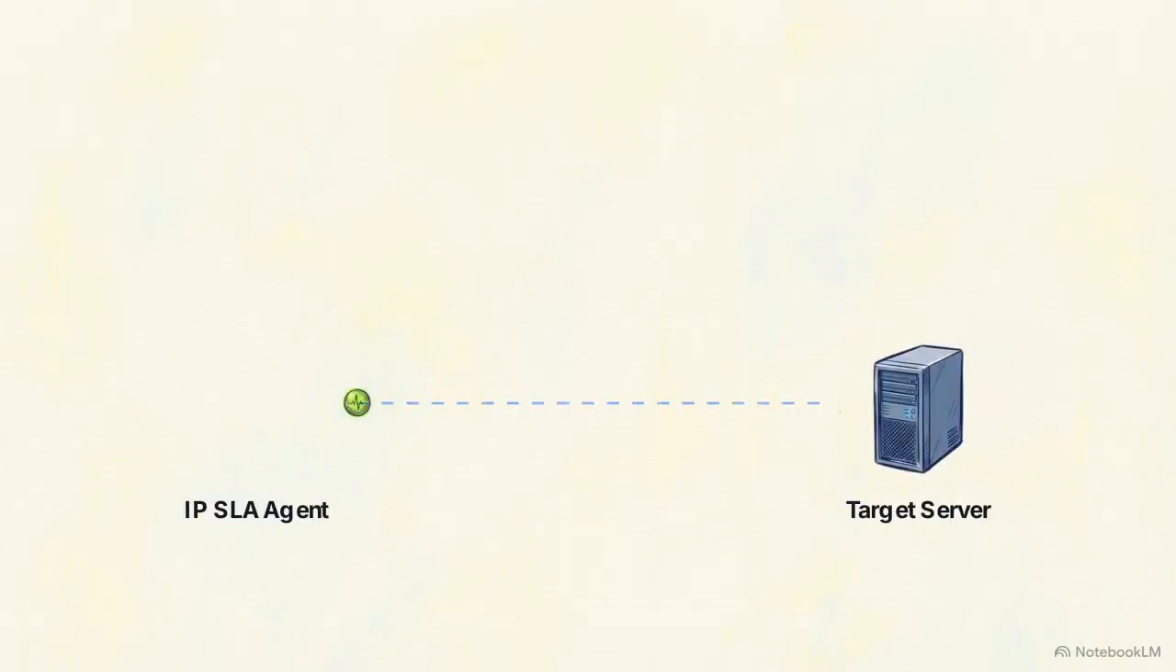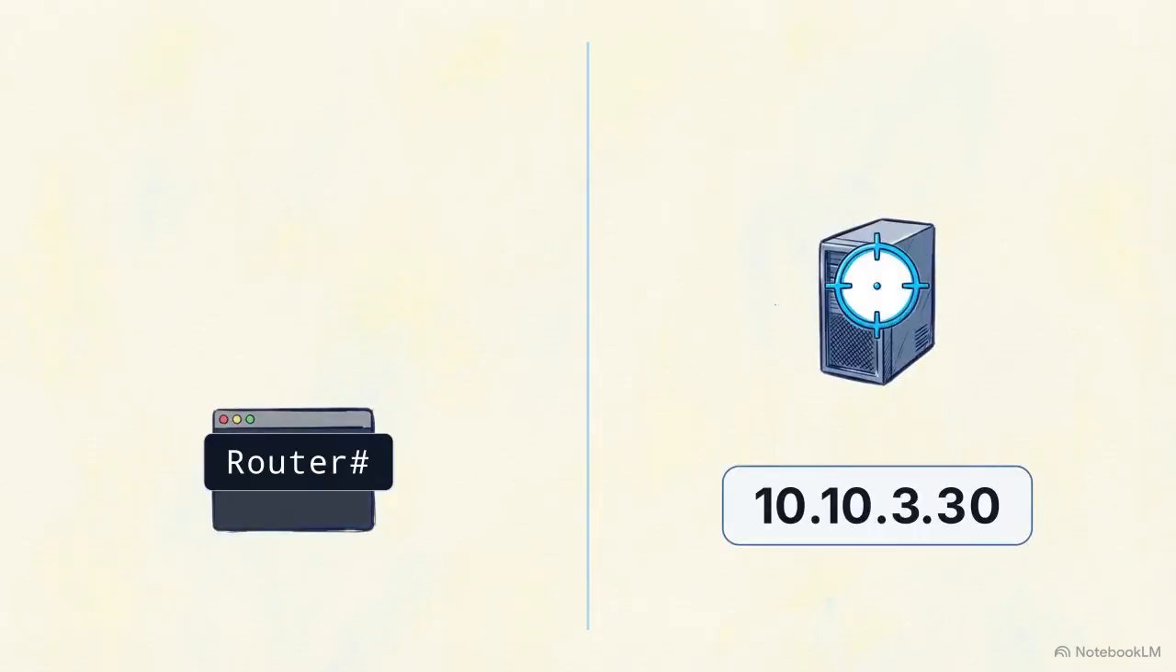It is a built-in tool that runs in the background of your router, automatically running those connectivity tests and logging the results for you. To set this up, you only need two things: command line access to a Cisco router in privileged exec mode, and the target IP address you want to monitor.